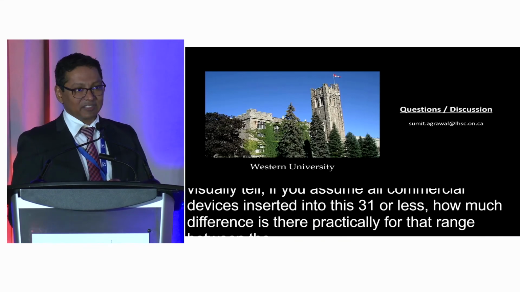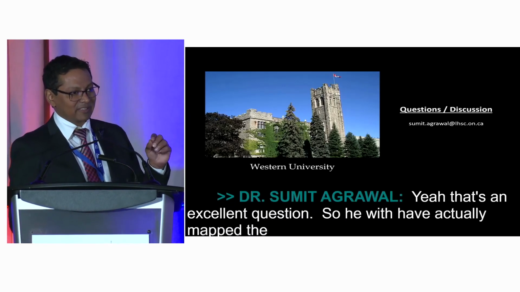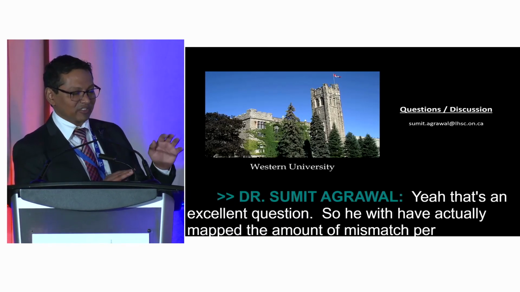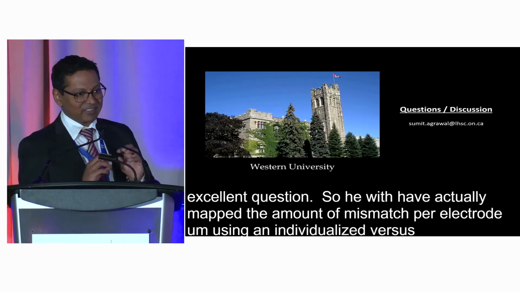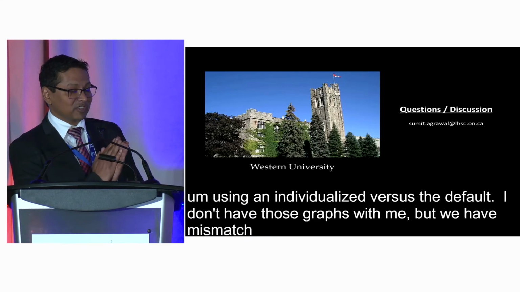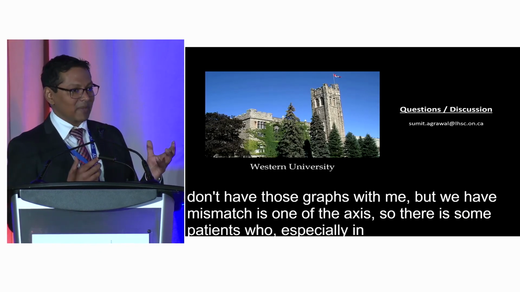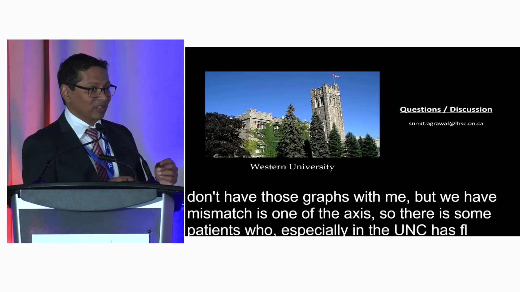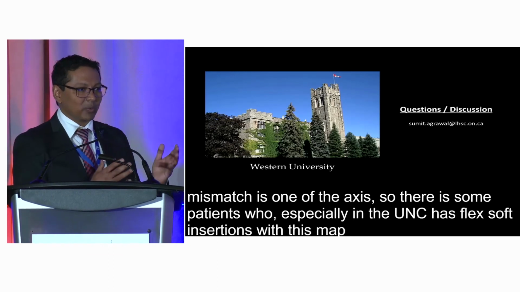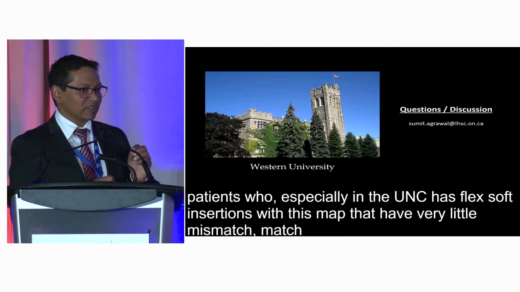Yeah, that's an excellent question. So we've actually mapped the amount of mismatch per electrode, using an individualized versus the default. I don't have those graphs with me, but we actually have mismatch as one of the axes. There are some patients, especially in the UNC data, who have flex soft insertions with the default map who have very little mismatch. And the whole cochlea is matched quite well. So even if you individualize it, a couple of semitones here and there, it's really very much a fine tune.